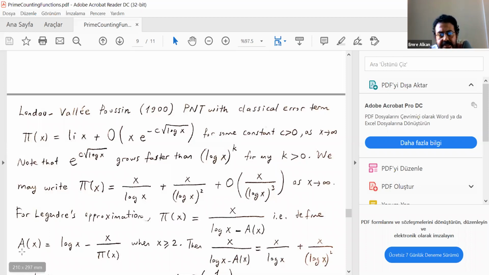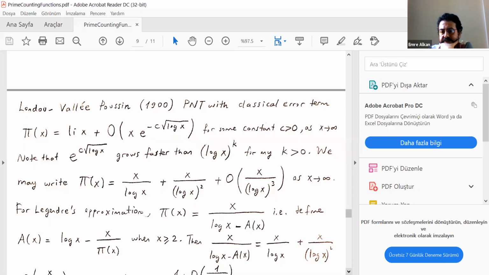Just solve for a(x). a(x) is simply this function: log x minus x over pi(x). That's the definition of a(x). And it's well defined, of course, when x is greater than or equal to 2, so that pi(x) is not 0, so you can define this. Okay, now let's just try to say something about this a(x).